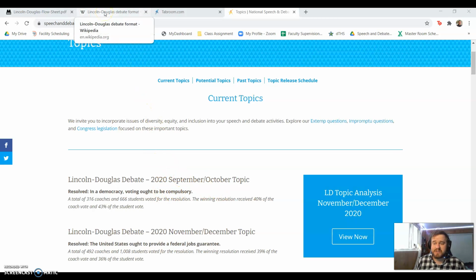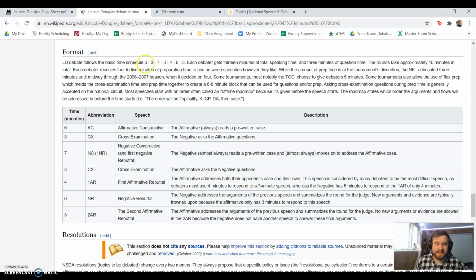Now let's look into specifically what happens in a Lincoln Douglas round. I have pulled up here the format because that is probably what you have the most questions about. It's what am I watching? What is going to happen? In Lincoln Douglas, each speaker gets a total of 13 minutes to speak, and I'll show you how that's broken down. And each speaker will get an opportunity to cross-examine the other speaker.